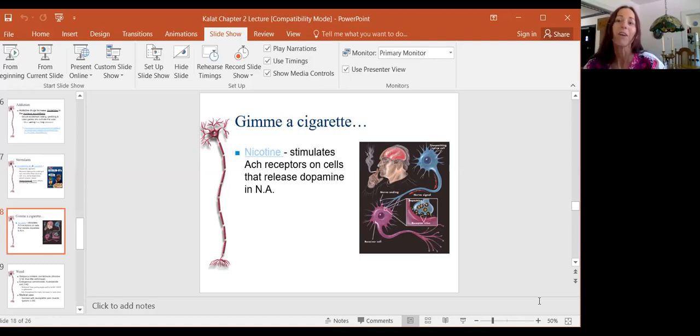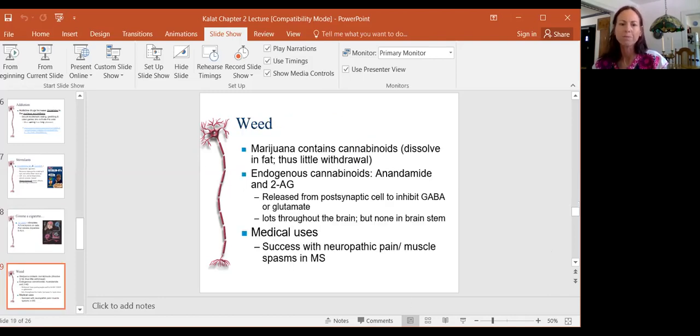Cigarettes are very, very addictive. All kinds of tobacco is very addictive because of the nicotine. What nicotine does is it increases dopamine in the nucleus accumbens. Again, it's a dopamine agonist. We can expect that because it's addictive. And it does so by stimulating acetylcholine receptors on cells that release dopamine. So it releases dopamine a little bit less directly, but still very, very addictive and very potent at releasing the dopamine.